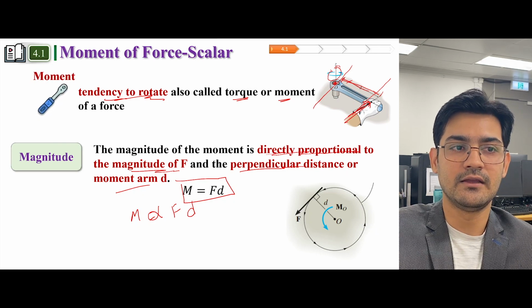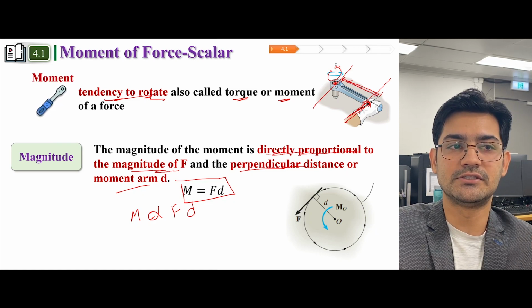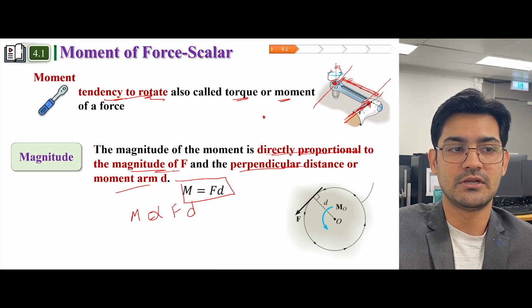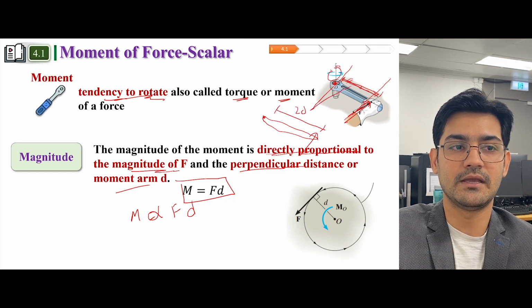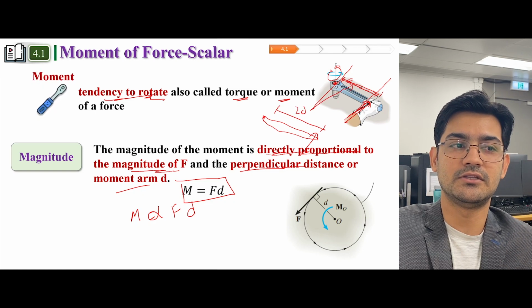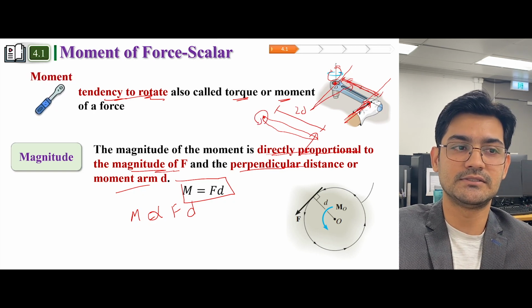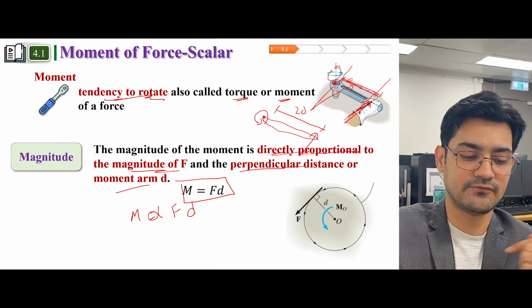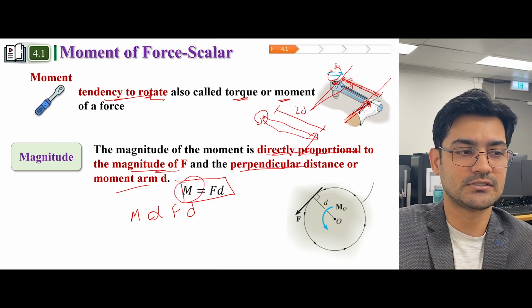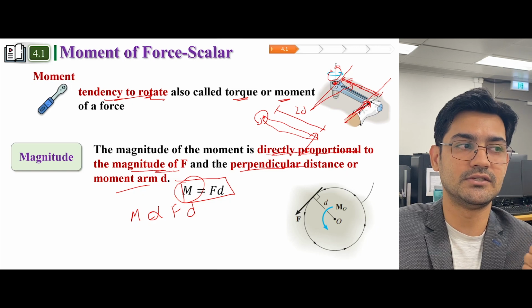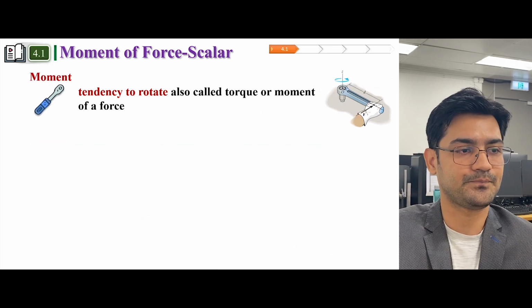And secondly, imagine if you increase this distance d. For example, if you're using a bigger wrench and then you're applying a force at a further distance, which is twice the distance mentioned here, you can imagine that the amount of rotation produced will increase. So it means that if you increase d or if you increase the force, you will increase this rotation or tendency to rotate, which is called moment.